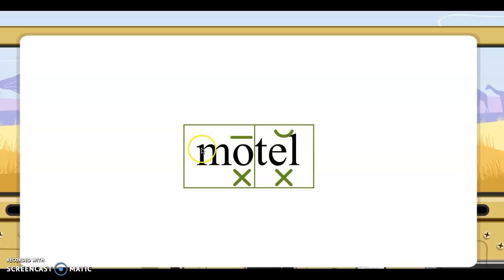So let's read our first syllable. It says mo. Our second syllable says tell. We're going to put this together, and our word is motel. Hannah's family stayed in a motel on the way to Grandma's house. Let's look at another word.